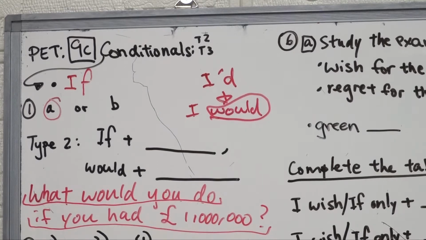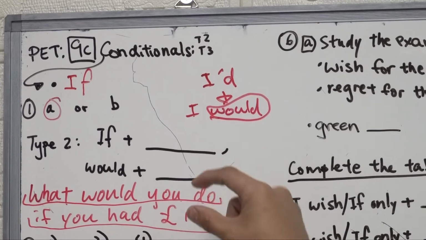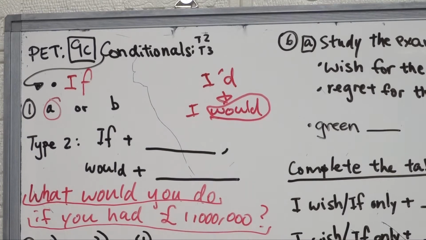What is happening? What's around me? What am I doing? Where am I at? Who is with me? Okay? Those things are situations, okay? So the situation here is if you had 1 million pounds, what would you do? So we can swap this sentence around, okay? And still make sense. So it starts with if you had 1 million pounds, what would you do? Okay? So we switch it around to copy this style.